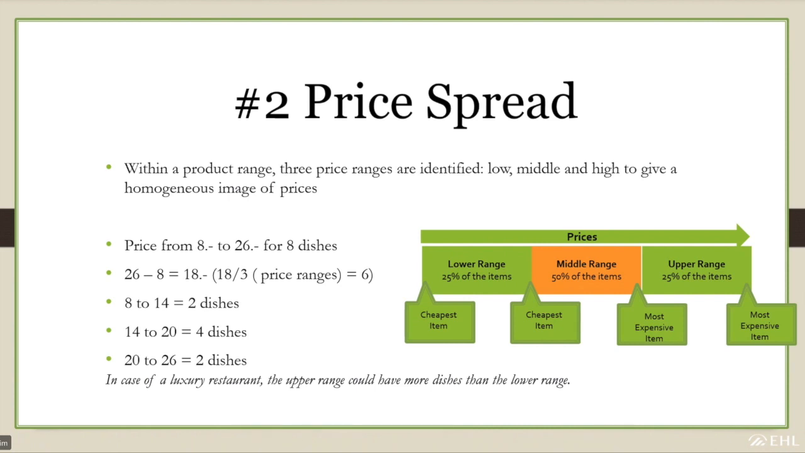So now, from 8, we have an increase of price of 6 per category. That means from 8 to 14 should be 25%, 14 to 20 should be 50%, and 20 to 26 should be, again, 25%. So now with the 8 dishes we have here, we can actually do that. We have 25%, just 2 dishes, 4 dishes, and 2 dishes again for the top price. This is very important to know, so you can also calculate and adapt the recipes and the dishes you're offering, so have this price spread.